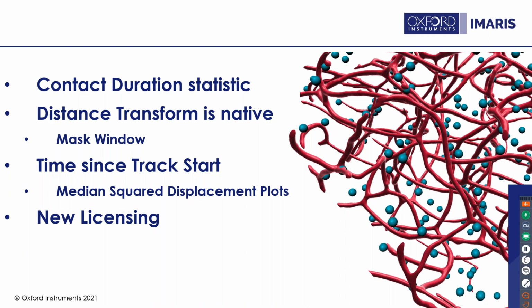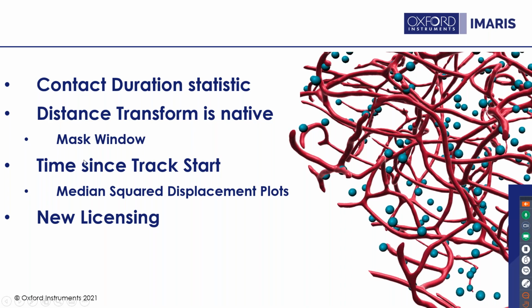We have a contact duration statistic. So this has been asked about previously. We implemented it in this release. Sorry, I put contact duration, I mean class duration. It's oftentimes used for assessing contact, but it's class duration. So if you want to see how long a cell is bright green for before it dims out, you can set thresholds to look just at the bright green and find those values. We also made the distance transform native, so you can find that within the mask window for surfaces and spots.